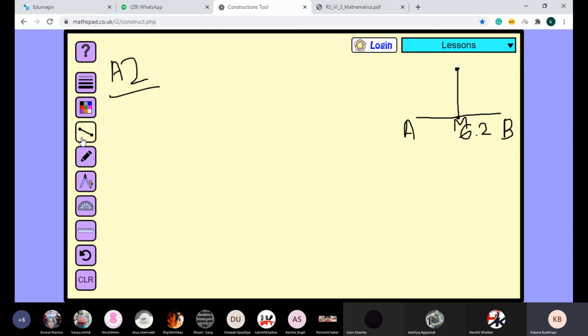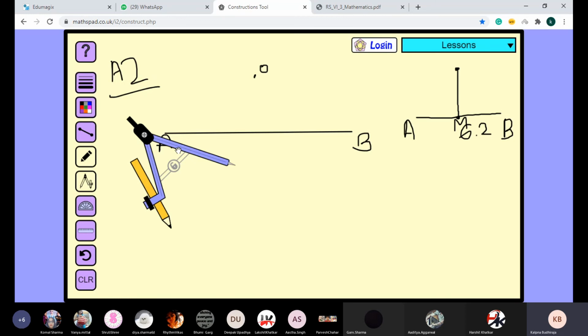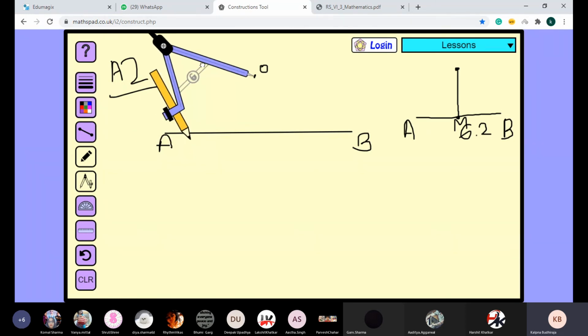So let us start the construction. Draw a line AB of 6.2 centimeter. So say I have drawn a line AB of 6.2 centimeter. Now I will take a point O outside it. From the point O, I am going to place the compass. All of you place the compass at point O. The needle should be at O. Now I am going to make the arc.